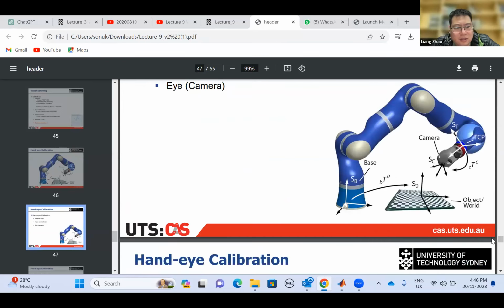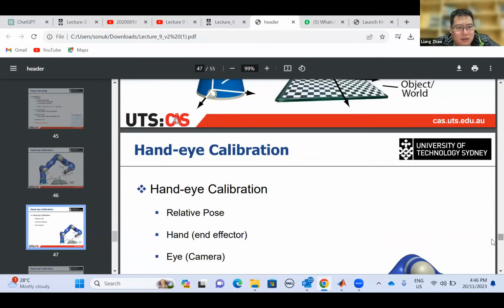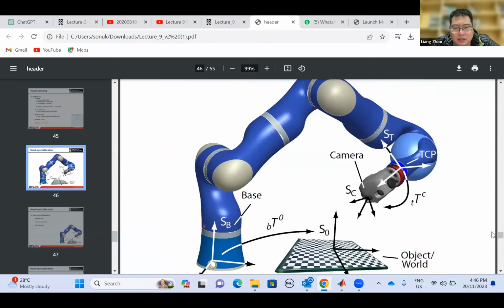Yeah. No, I think the slide's 46. Okay. Yep. Yeah, this is one. So this is a normal one, right? So when the hand is holding the camera. The camera, yeah. Right. And that's the normal one.